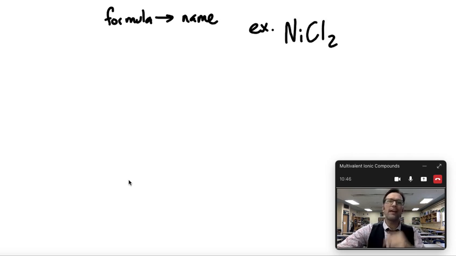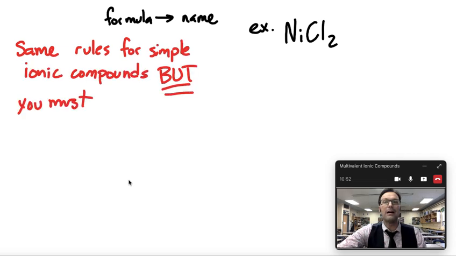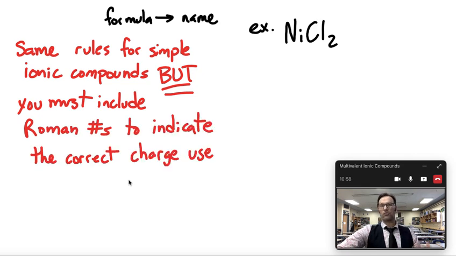So we have NiCl2. First thing you've got to name is the same rules for simple ionic compounds, but you must include the Roman numerals to indicate the charge, or the correct charge used, like we just went through. So that's the only difference here. So we've got the same rules as before, right? Name the metal, name the non-metal. But now we've got to put that little Roman numeral in there. It's called the Stock system.